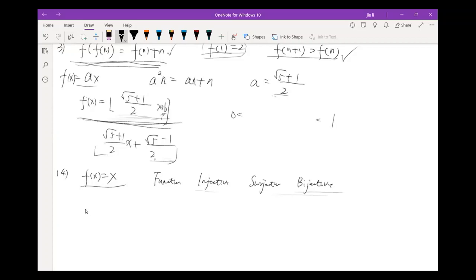Bijection, I think most of you should already know, but probably a little vague on the first two. But if those concepts are clear, you have a little advantage.